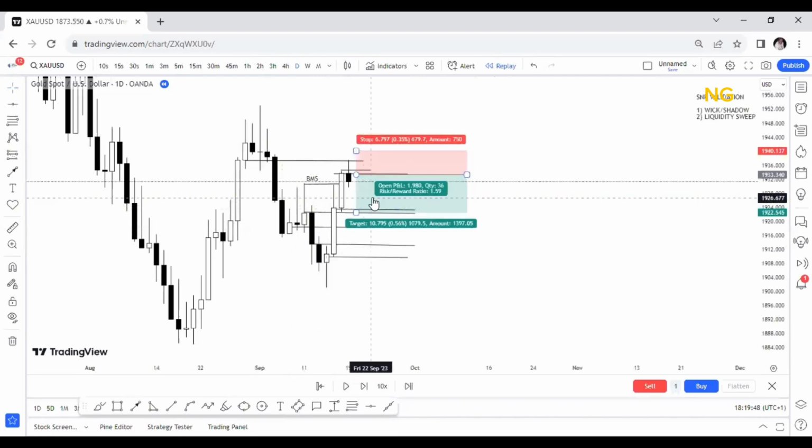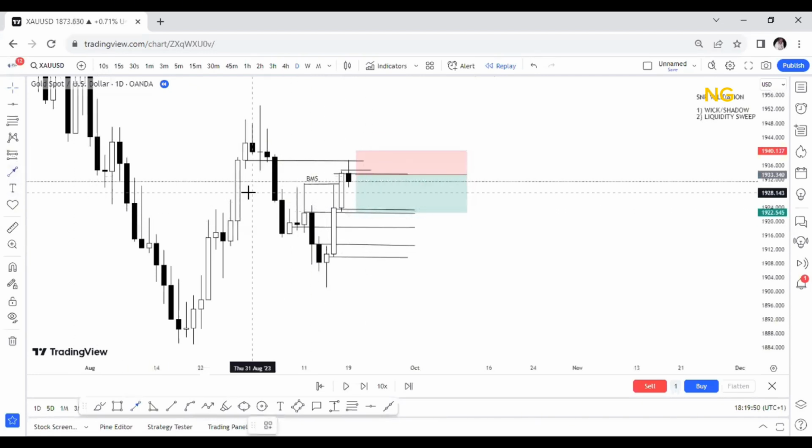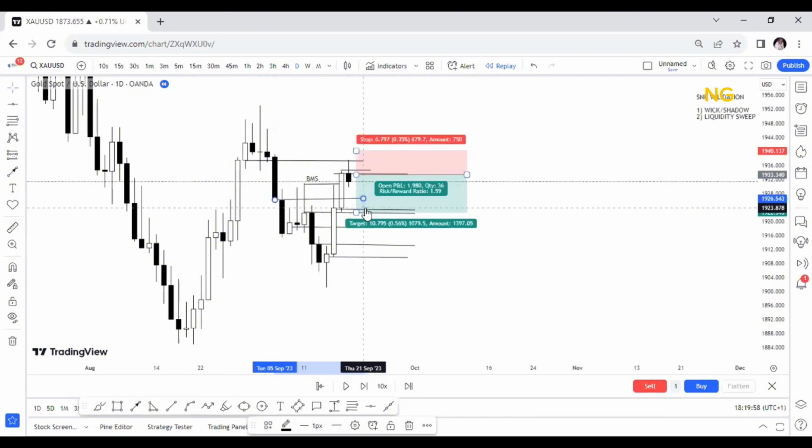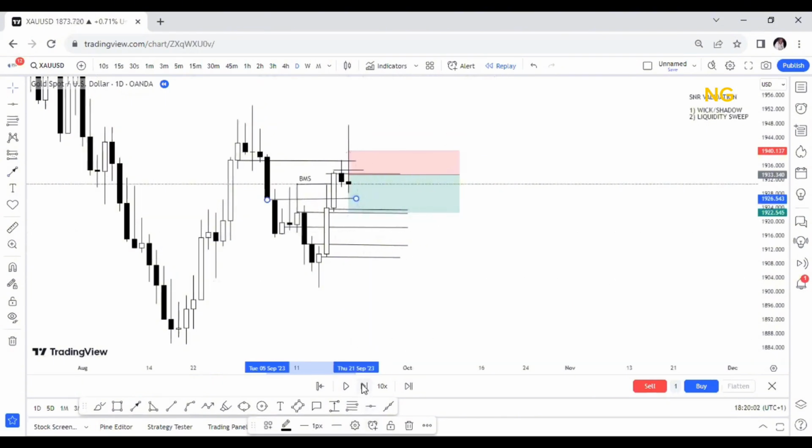So there's a lot of congestion here. Even with this place too, there's a fresh level here. See, a fresh level here. So your target will be this place. You are going to scale out profits at all these levels.